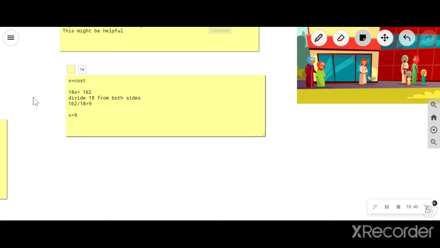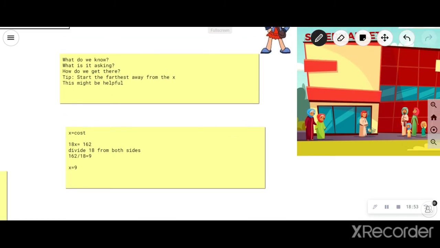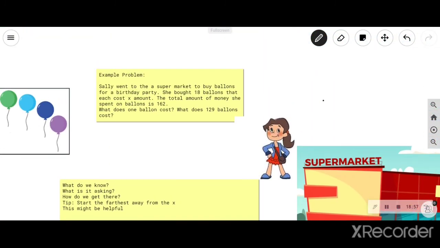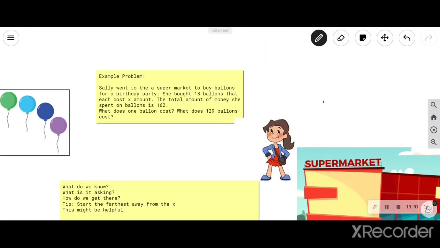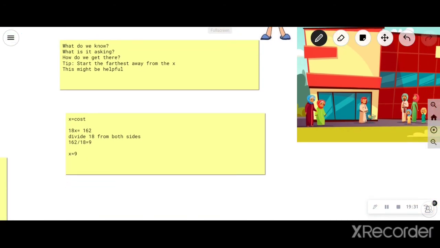But it's also asking something else if we look closely. Let's see what it's asking. So it also asks, what does 129 balloons cost? So we know that one balloon costs $9. That means 129 times the one balloon cost would equal the final number. To find the answer, it would be 9 times the number.